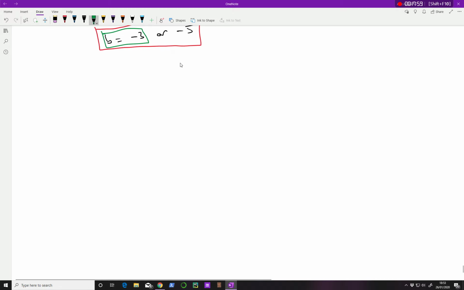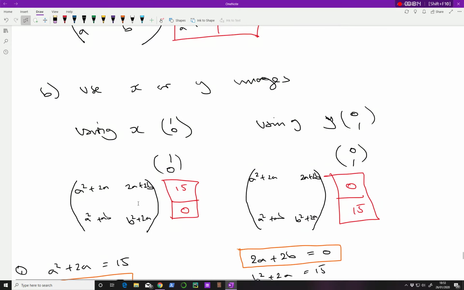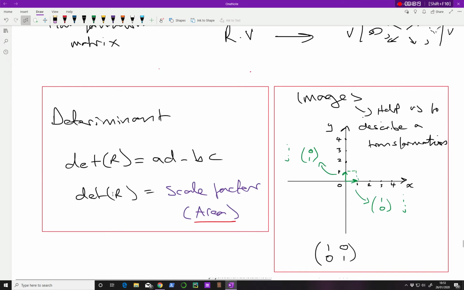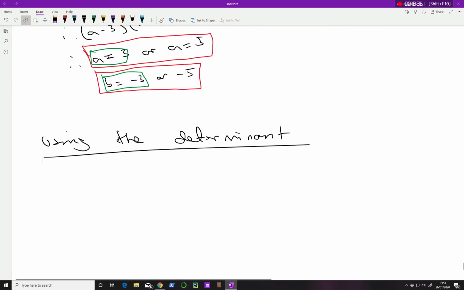So down here, I'm going to write using the determinant, because there's quite an important concept here. If we were to create the determinant of this matrix here, the determinant is the diagonal subtracted by the opposing diagonal. So AD minus BC. So it's going to be a squared plus 2a times b squared plus 2a, minus 2a plus 2b times a squared plus ab. So I am going to write that down.